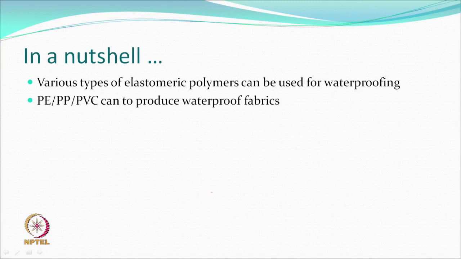So, in a nutshell, what we have talked about is that various types of elastomeric materials, including polyurethane, can be used for making textiles waterproof, right. Of course, other materials like PVC we talked about, similarly PE, PP can be coated or applied in different ways, not necessarily coated only. That can make it waterproof as long as there is a layer which is called a film and a layer which is called a textile. So, it is a coated textile.